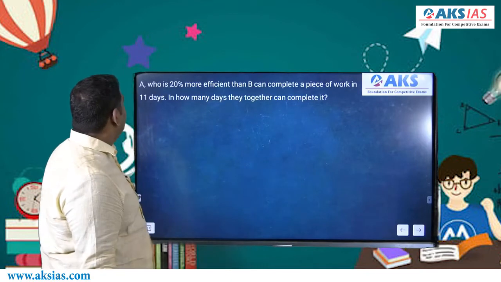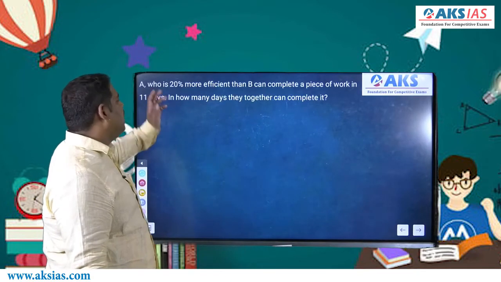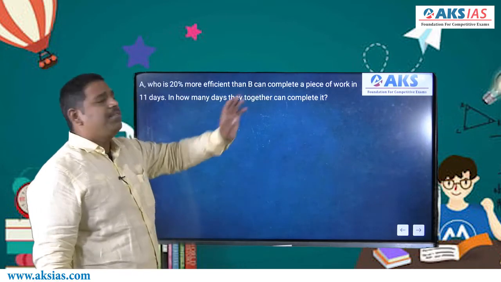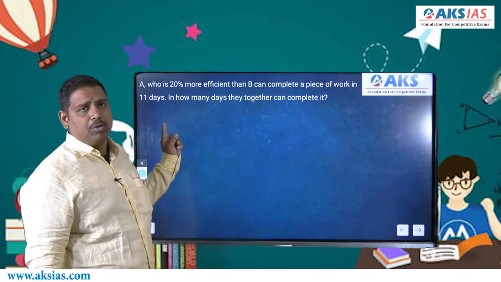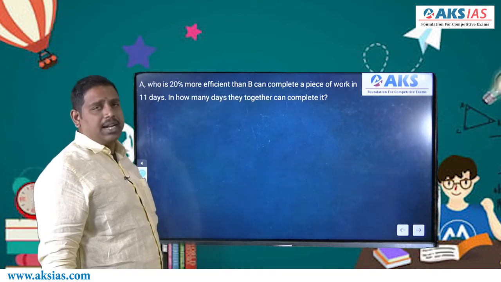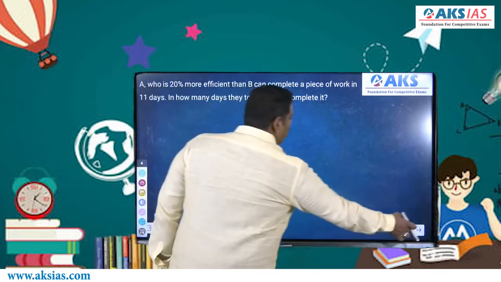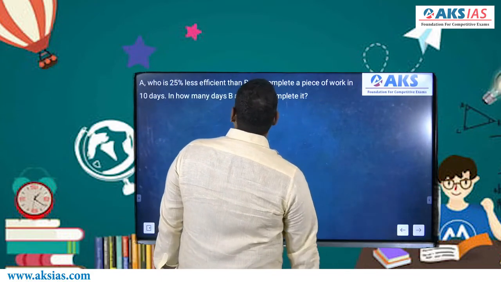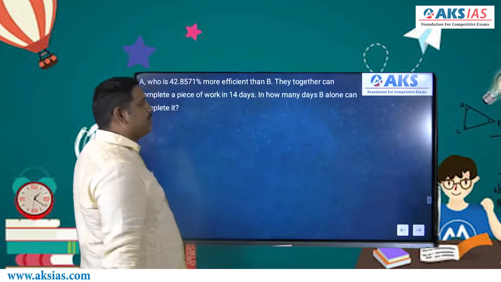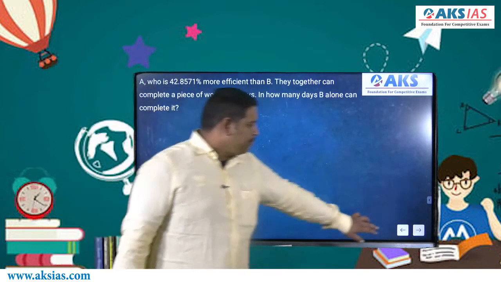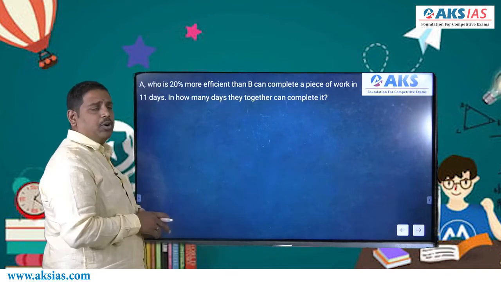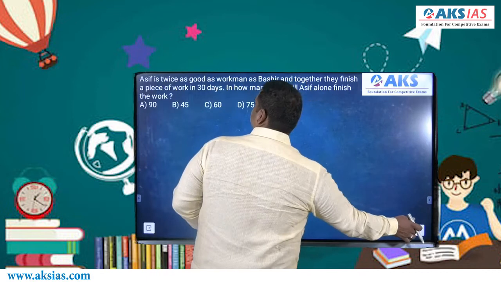Okay, A who is 20% more efficient than B. This kind of question we already completed in the very beginning. Actually, this also comes under the efficiency model. A, 20% more efficient than B, can complete a piece of work in 11 days. In how many days can they together complete it? Okay, that we can complete already. Right, let's go to the next one. A 25% less efficient than B. This is also completed. Okay, let us work out. Or else let's do one thing. If we do these two also, then we will come to that question comfortably. Right, let's go to this question.